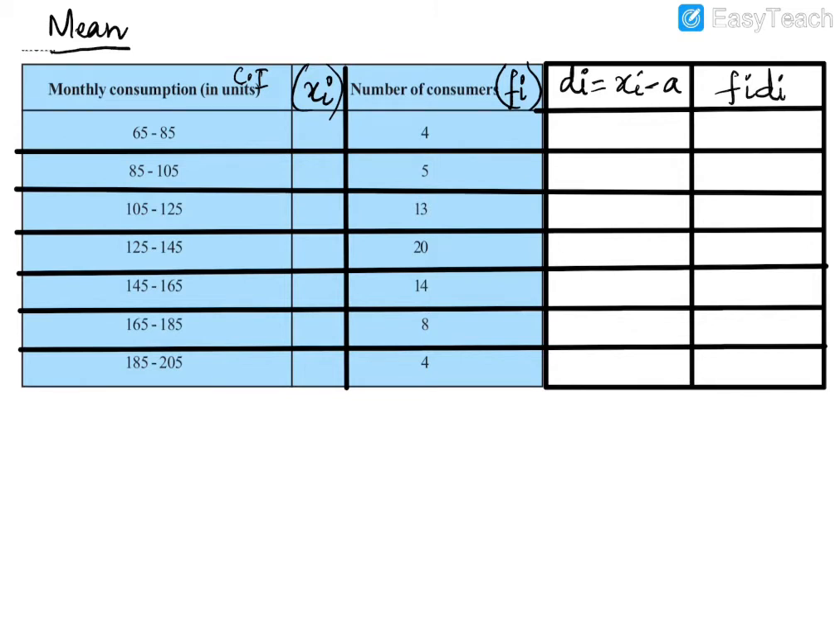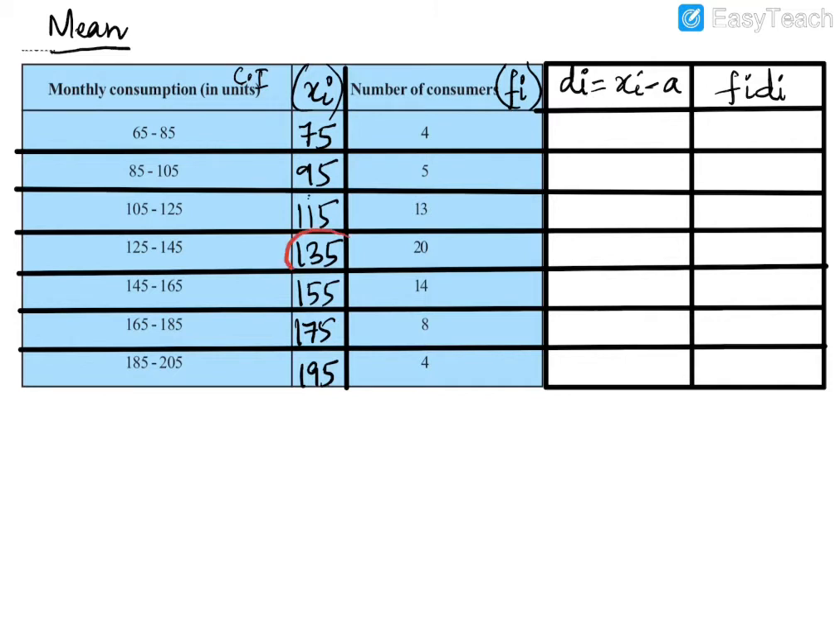For the first class interval, the class mark will be 85 plus 65 divided by 2, so that is 75. Since these class intervals are of equal size and the class size is 20, the next class mark can be obtained by adding 20 to 75. So the next class marks are 95, 115, 135, 155, 175 and 195. Out of these class marks, we will choose one class mark as the assumed mean.